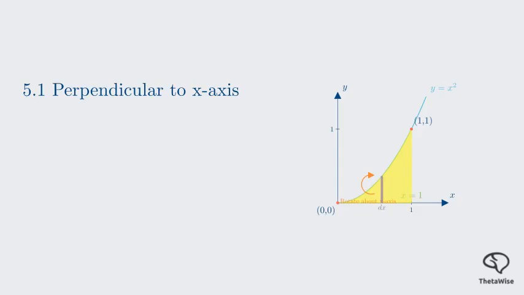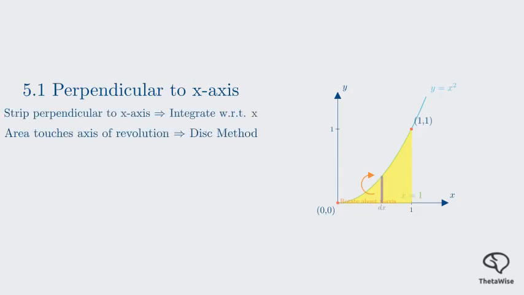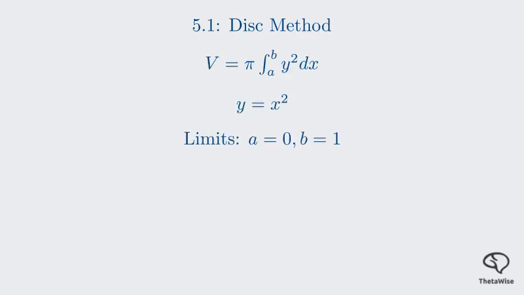A strip perpendicular to the x-axis means we are integrating with respect to x. Since the area touches the axis of revolution, the x-axis, we should use the disk method. This method is the most natural fit here. So for part 5.1, we use the disk method. The formula is V equals pi times the integral from a to b of y squared dx. Our function is y equals x squared, and the limits are from x equals 0 to x equals 1.